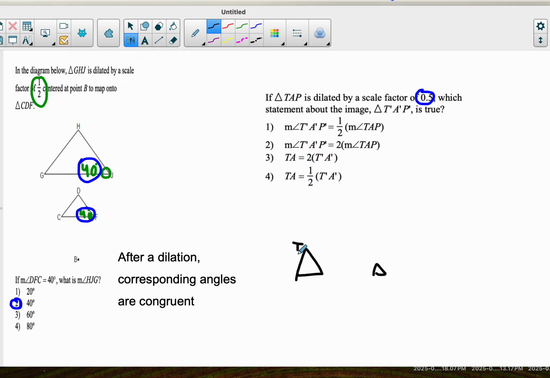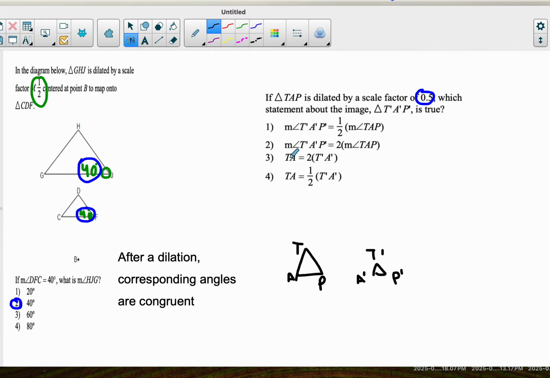So I can say that this is the original triangle, triangle TAP. And I'll just label it in the same order. This could be triangle T prime, A prime, P prime. So the image is half the size of the original, so it's just an estimated picture. And it's saying which statement about the dilated triangle has to be true.